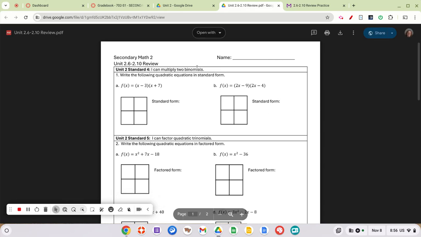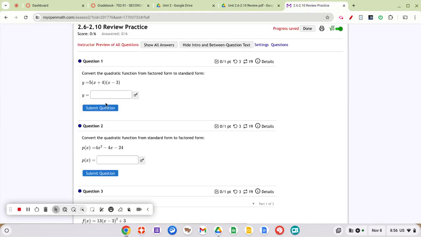Okay, so on Unit 2, Standard 4, the requirement is that you can multiply any two binomials. A binomial is an expression that has two terms. So here's one, and here's another. Even though there's a 2x right here, this is still just two terms. These are binomials.